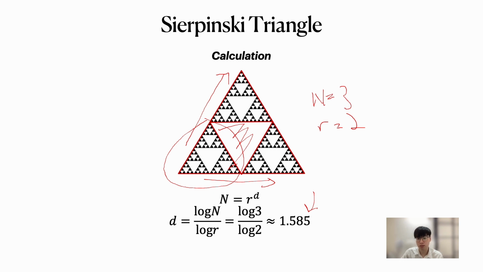And this makes sense, because we take away something from a triangle, and we know that a triangle plane has d equal to 2. So we take away something from it, and we should expect the dimension to be a little bit lower. So it comes to 1.5 something. It still makes sense, I guess.